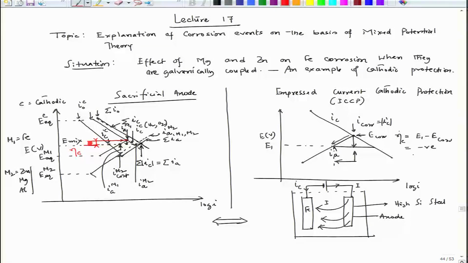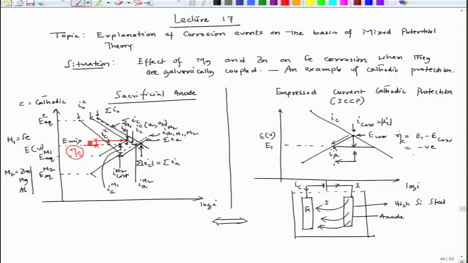For example, M2 is changed from zinc to magnesium or zinc to aluminum. If I replace zinc with magnesium, then this value would change. We will see how this value is changed because of change of anode material. But in this particular case, the overvoltage is this much. Now, if I supply more negative current, that means if IC is increased, then the potential will still drop. I can take it to this potential.